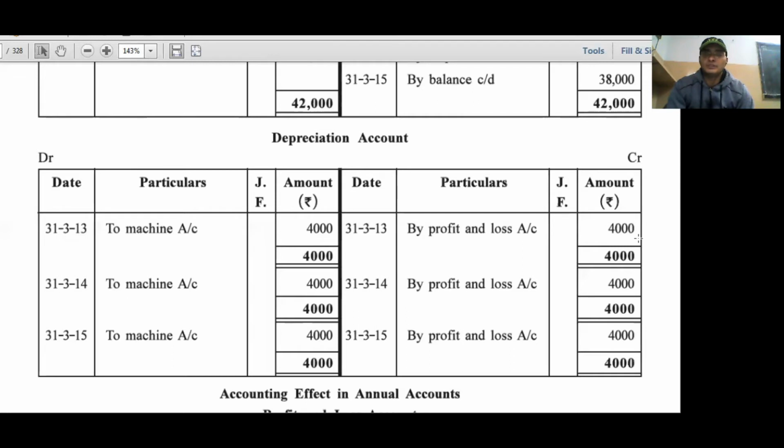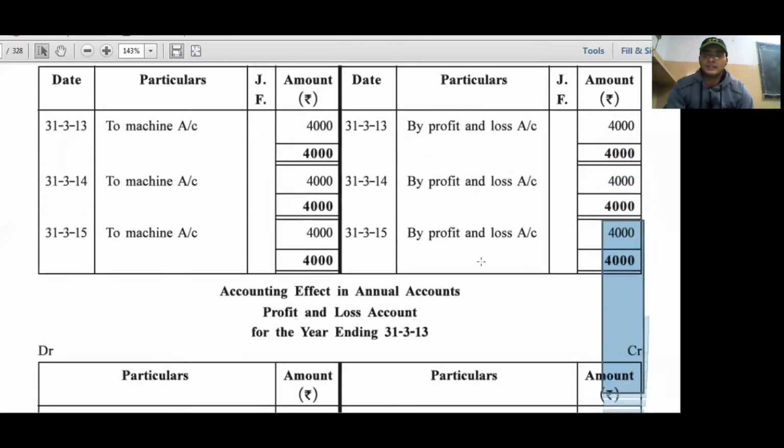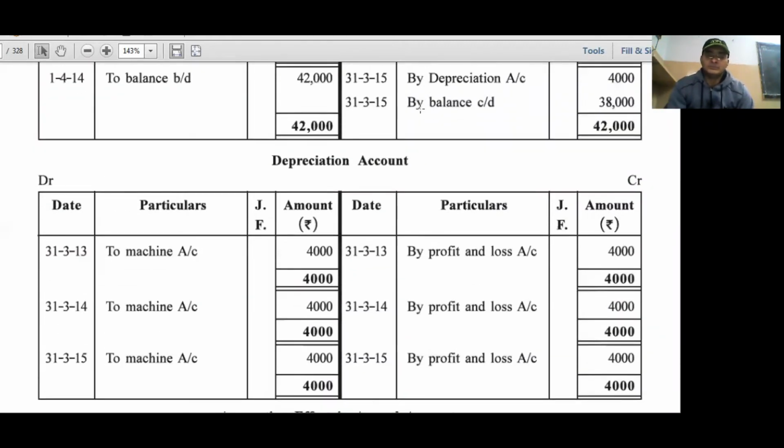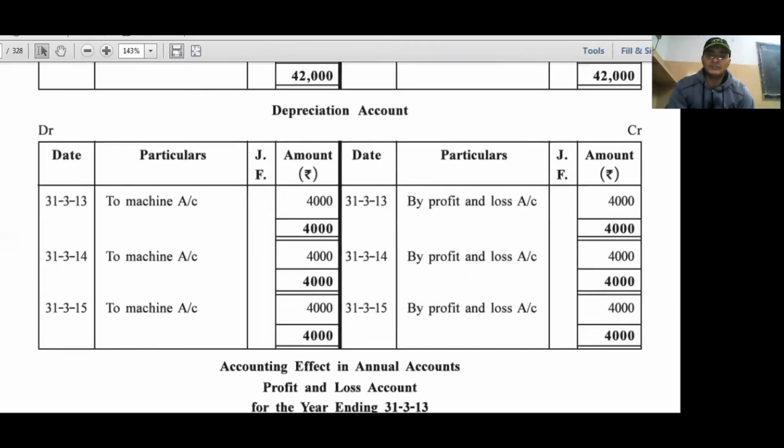Now, if I am closing this account, the difference comes to 4,000 for the first year, again for the second year, again for the third year, 4,000, and this difference we have to transfer to the P&L account. So compared to the machinery account, the depreciation account is very easy to prepare: debit side assets account, credit side P&L account, and all the values of depreciation that we have to write here. This is called the depreciation account.